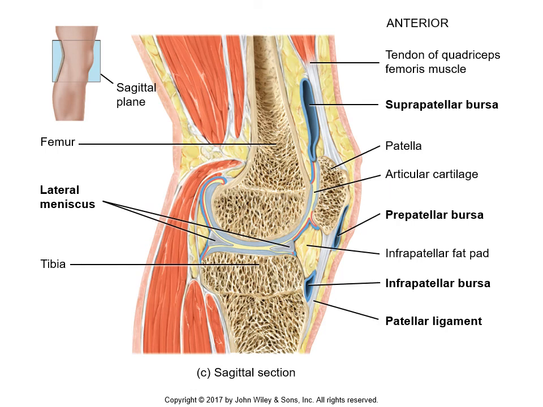Okay, here is a cross section of the knee. You can see the amount of articular cartilage all up and through here, all this articular cartilage, right? We see the suprapatellar bursa.